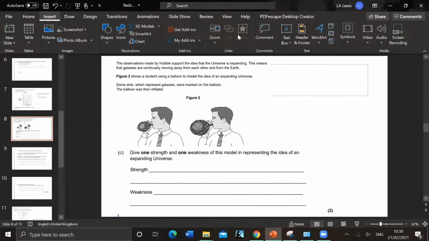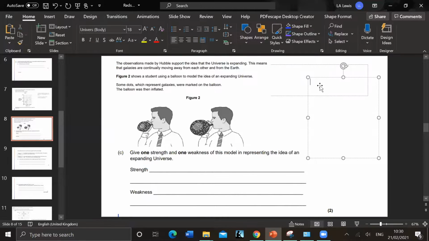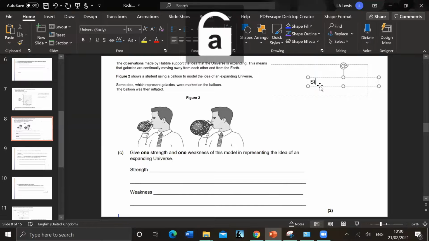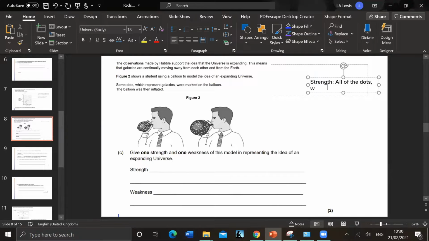So let's do a text box again. Strength: straight away, I compared it to a balloon. All of the dots, which we might draw on the balloon with a pen or something, which represent galaxies, are moving away from each other. It's only 2 marks this question, so I think that's enough.